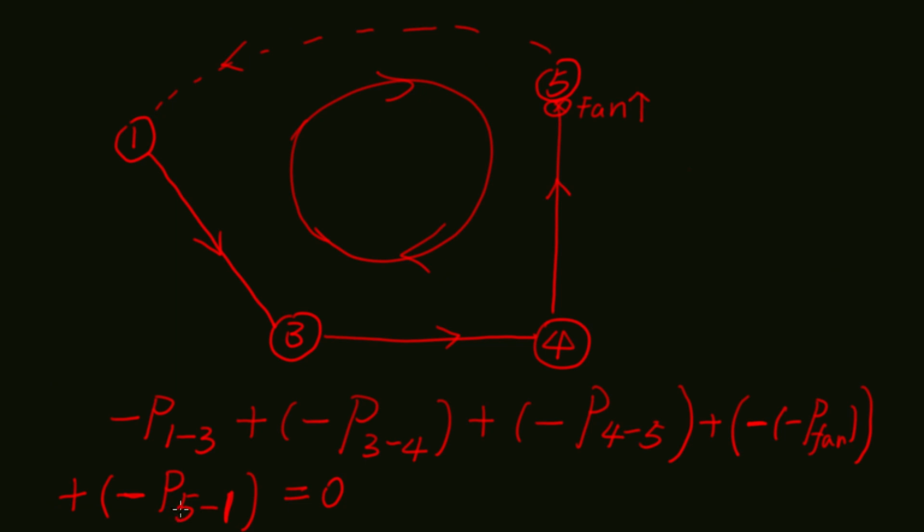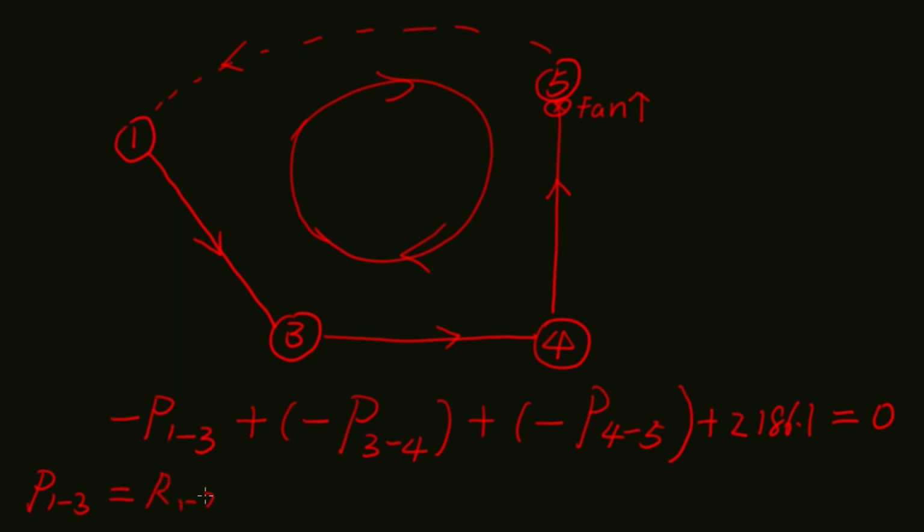We know the pressure drop from 5 to 1, they are on the surface. The pressures are all atmosphere pressure. There is no pressure drop, so this equals 0. And the fan pressure has been calculated in question 6. So this is given, equals 2186.1 Pascal. Minus becomes positive. So rearrange it, plus 2186.1 equals 0.